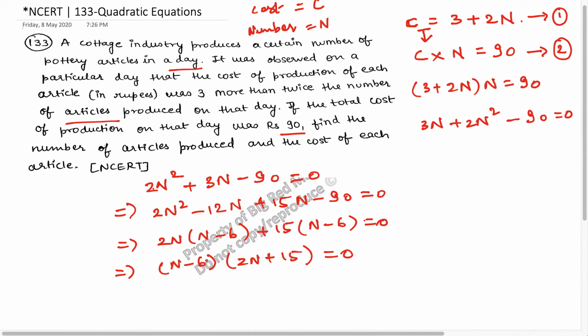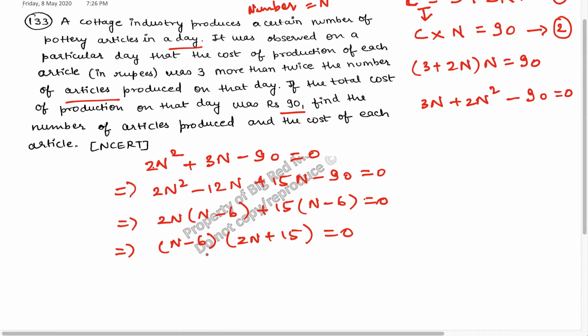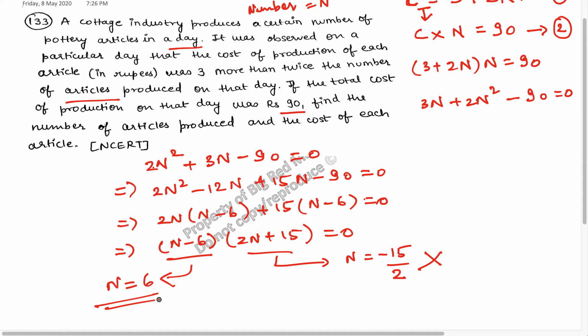Now you see, the number cannot be negative. Okay, the number of items produced in the factory cannot be negative. If I equate this to 0, I am getting N is equal to minus 15 by 2. Since the number cannot be negative, I ignore this part of the solution. N is equal to 6 is the solution that I have to accept. Okay, because the number will be positive.